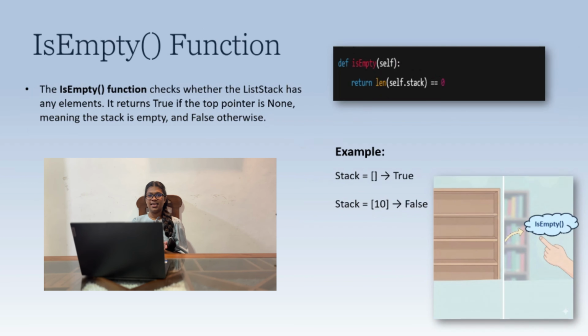Let's discuss the isEmpty method. This function checks whether the stack has any elements. In a ListStack, this is done by checking whether the top pointer is None or null. If the top element is None, the stack is empty, so it returns true. Otherwise, the stack has elements, so it returns false.